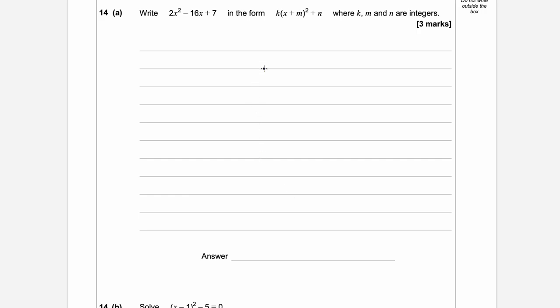Question 14. Write this in this form. Okay, complete the square, guys. We are going to take out the 2. And here we have x squared minus 8x, and just leave the 7 over here at the side. Then in the square bracket, we do the complete the square trick, which is we half the 8, so it's x minus 4, square it, and then we always subtract this squared, because that's the extra thing that appears when you multiply this out, which we don't want. So we subtract that 16, and then plus 7.